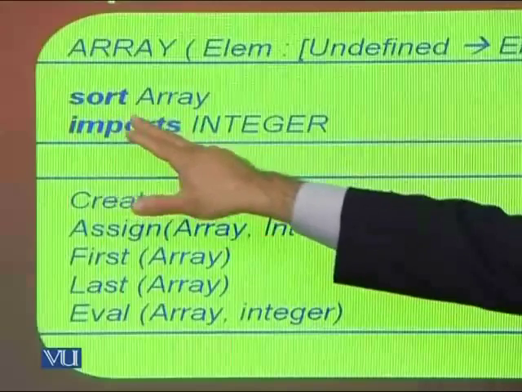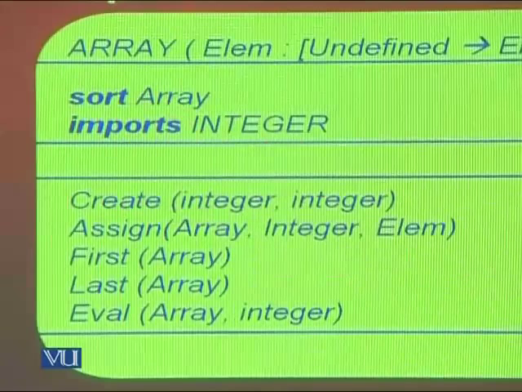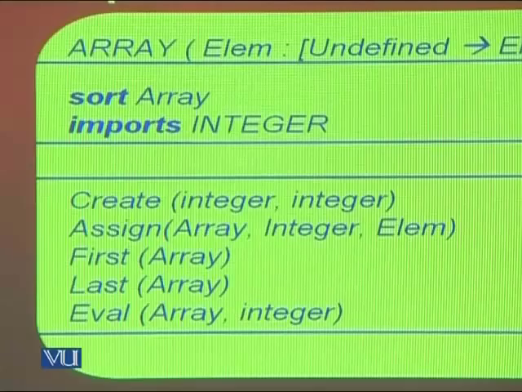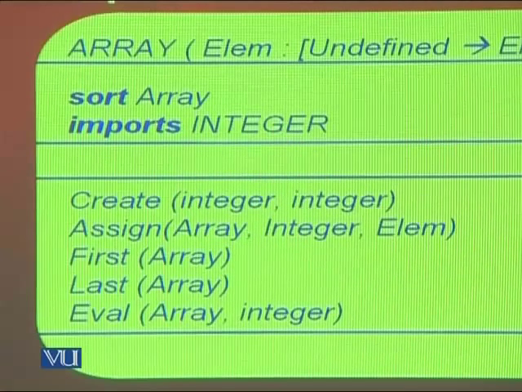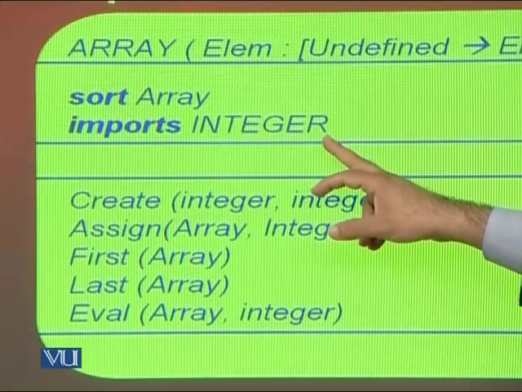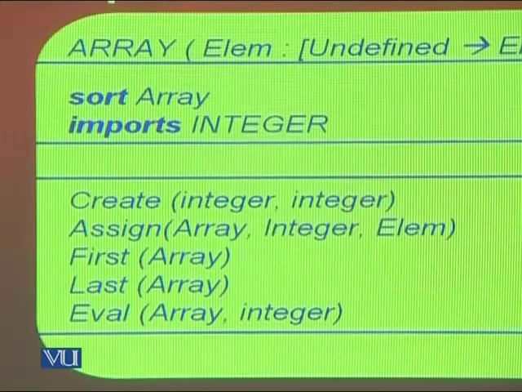The second part is now we are actually defining the sort name. So the type that we are defining, or the abstract data type that we are defining here, is array. So sort is the abstract data type for an array, and it imports a specification of an integer. We are assuming that this integer has already been defined somehow, and it is going to use this integer. Intuitively, we are going to use this integer just like the kind of integers that we have.